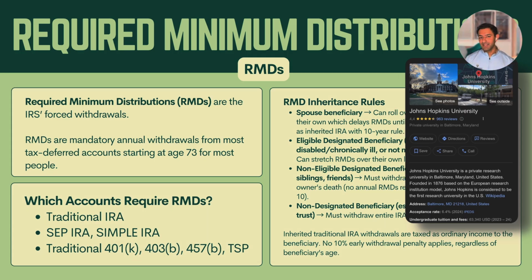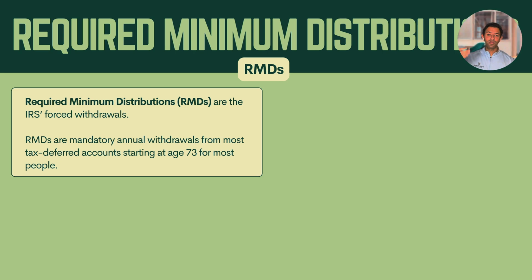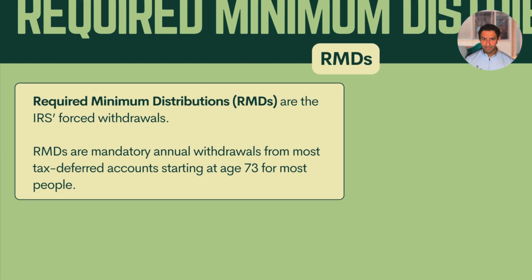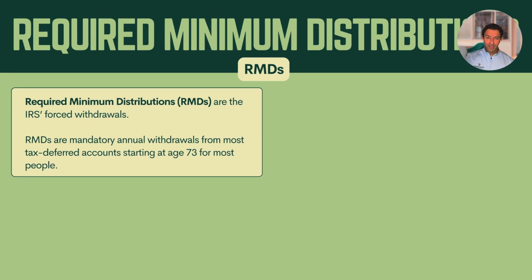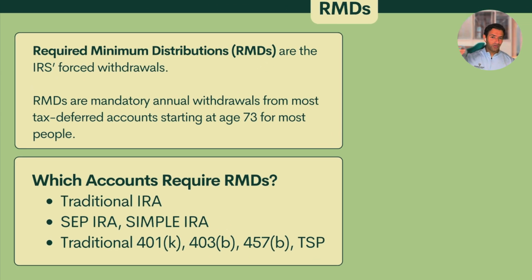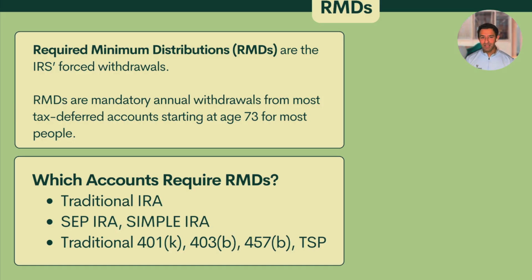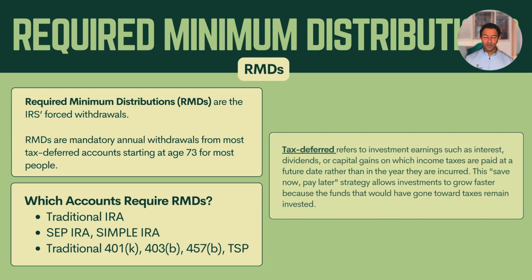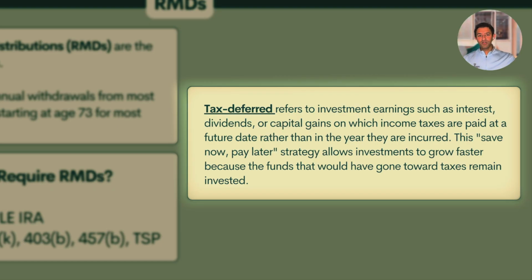RMDs are very easy to understand. RMD stands for Required Minimum Distribution. Essentially, in your tax-deferred accounts like your traditional IRA, your traditional 401k, 403b, 457, your TSP, all of these accounts have what's called tax-deferred status. So you put money into the account, you got a tax deduction very likely in the year that you did it, and all of those gains have grown tax-free for likely many decades.